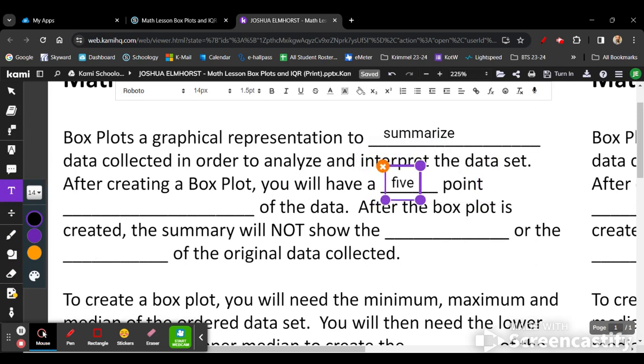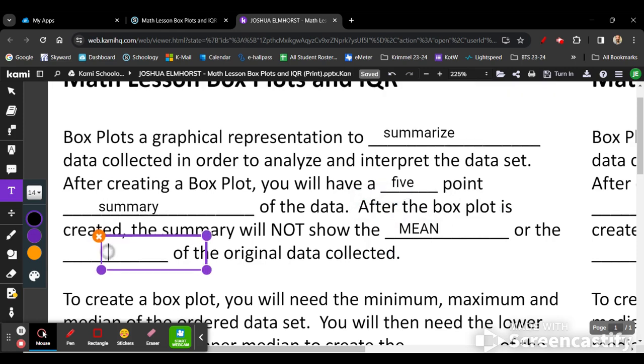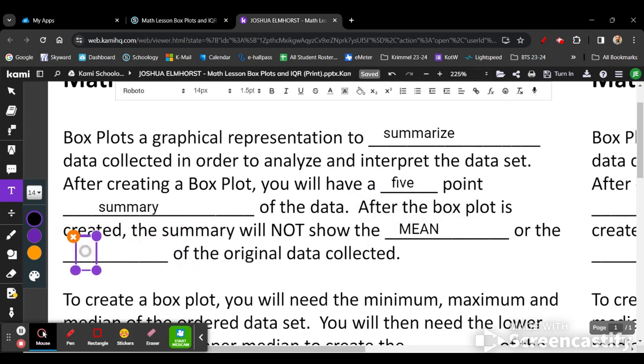Or you can just put the number 5 in there. Summary. It's going to be a 5-point summary of the data set. After the box plot is created, the summary will not show. Once you have the summary, you cannot find the mean. You can't find the average because you don't have all the data points anymore. And you also don't know what the mode is. It's only the summary.